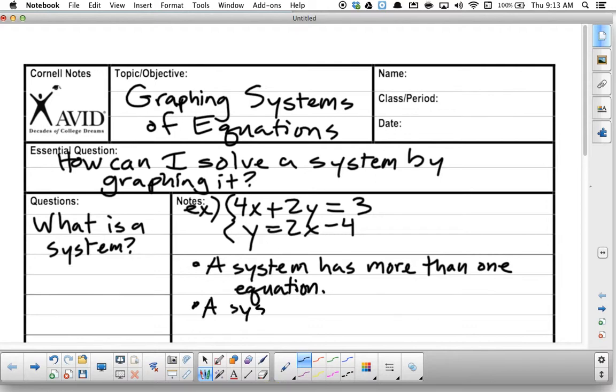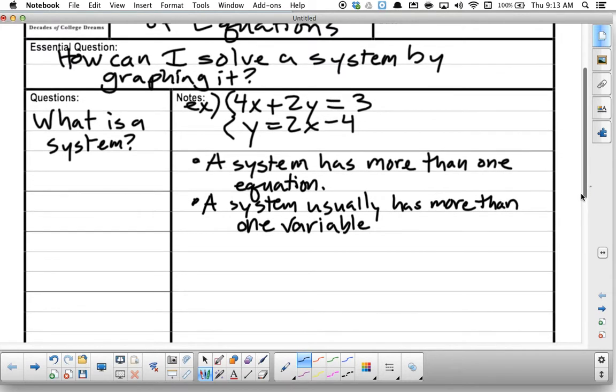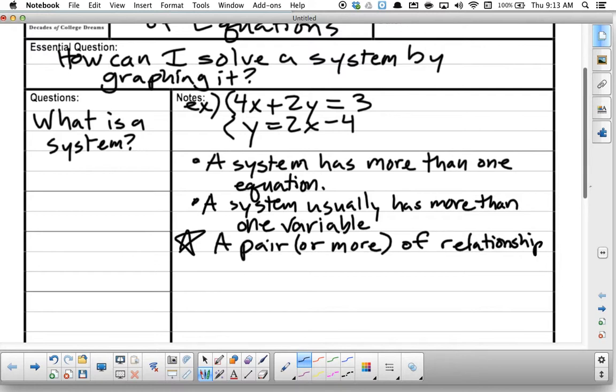Two, a system usually has more than one variable. And so a system is basically, when you get down to it, and this is maybe the starred definition, a system is a pair or more of relationships that work together.